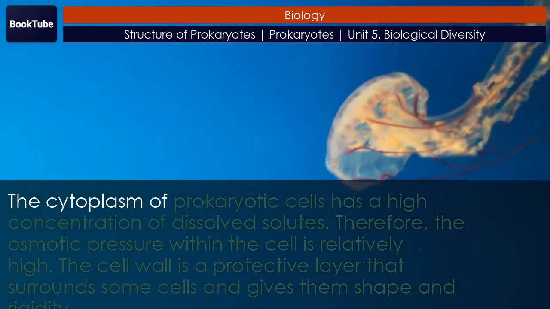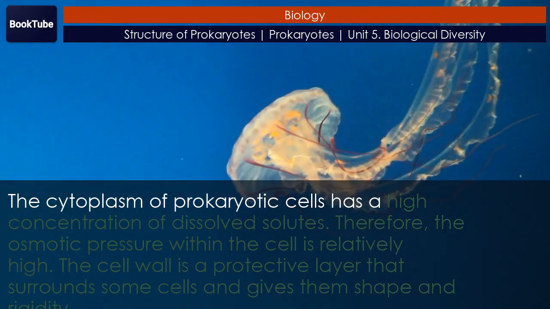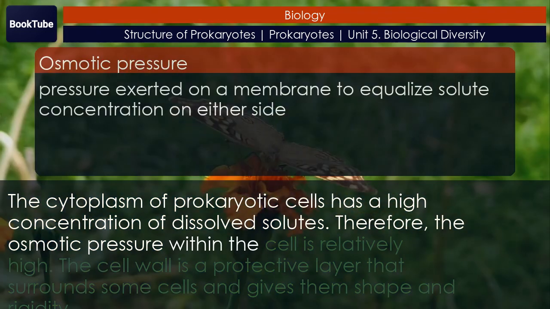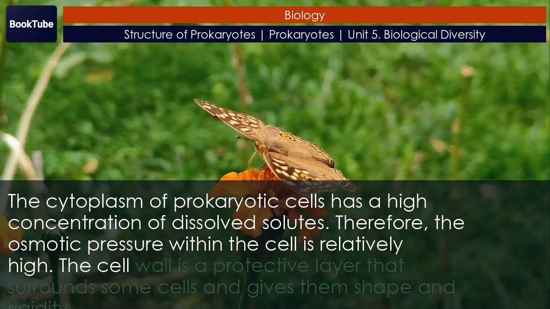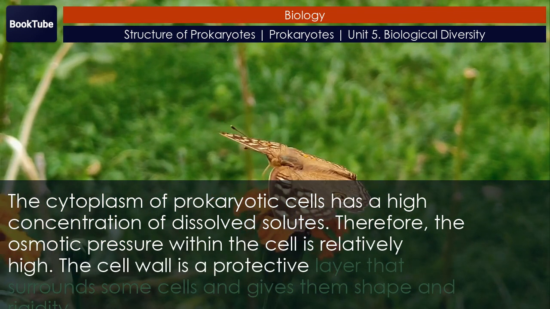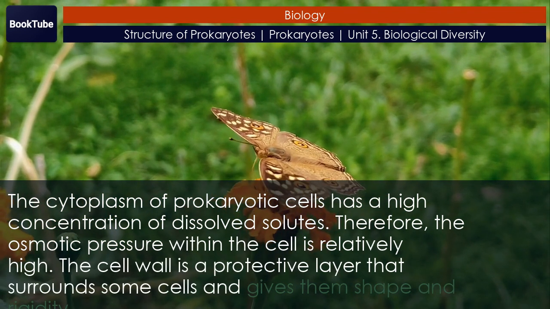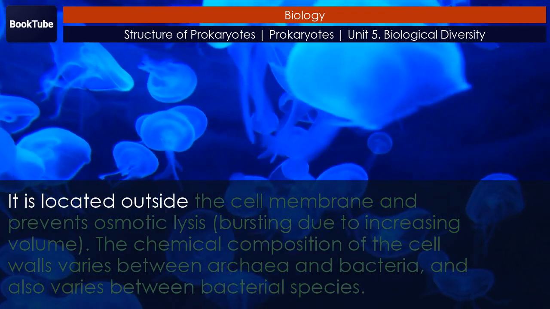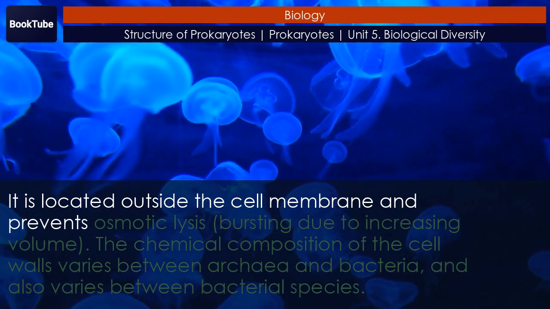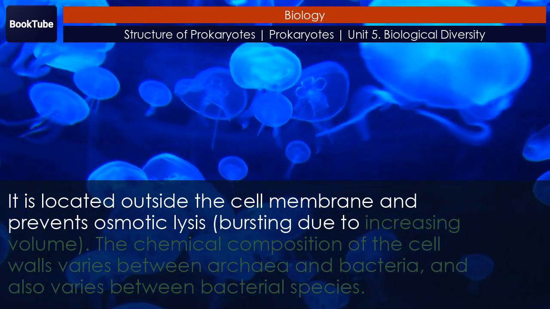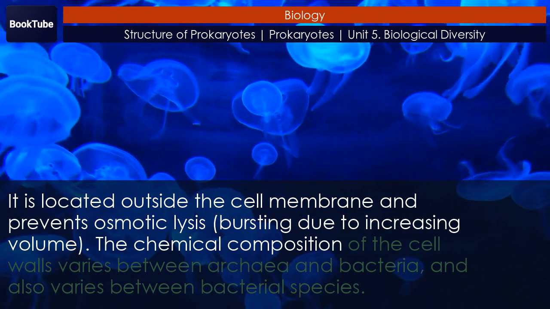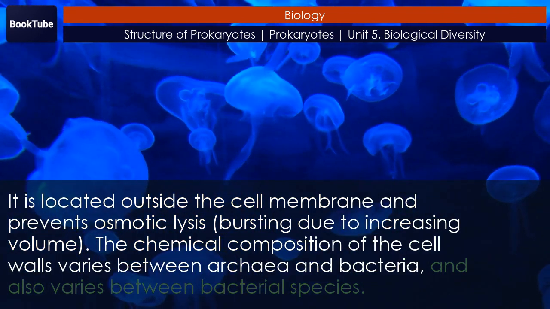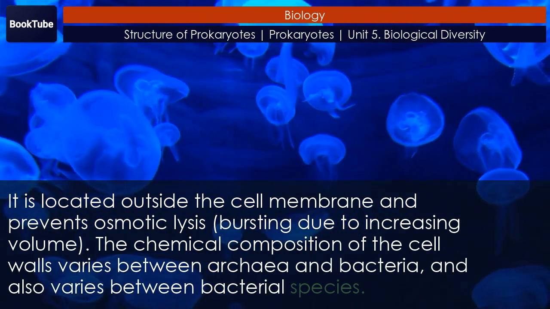The cytoplasm of prokaryotic cells has a high concentration of dissolved solutes. Therefore, the osmotic pressure within the cell is relatively high. The cell wall is a protective layer that surrounds some cells and gives them shape and rigidity. It is located outside the cell membrane and prevents osmotic lysis, bursting due to increasing volume. The chemical composition of the cell walls varies between archaea and bacteria, and also varies between bacterial species.